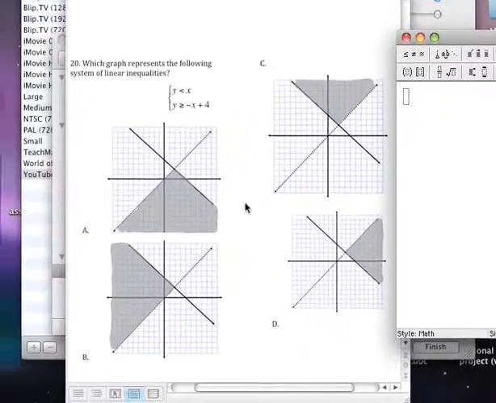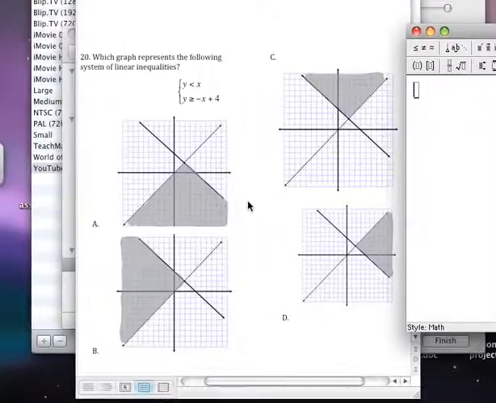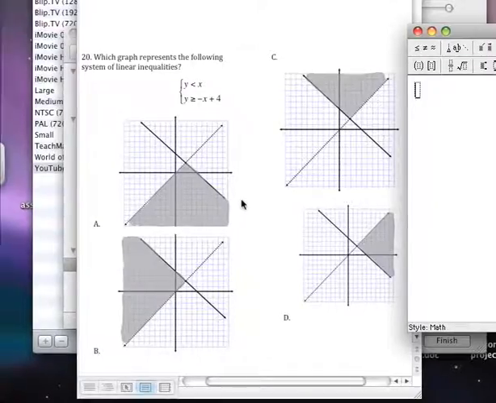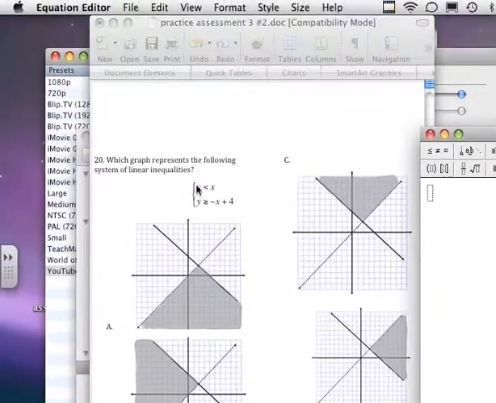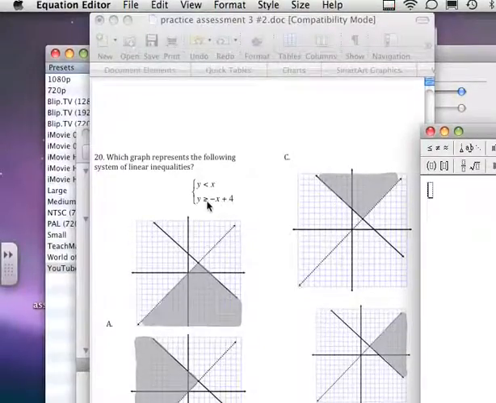Okay, students, for problem number 20, this is a system of linear inequalities. I know it's a system of linear inequalities because I see this bracket, this squiggly line that's joining both equations together, and I see inequality symbols. Whenever you see an arrow, it's an inequality. So what do I do here?